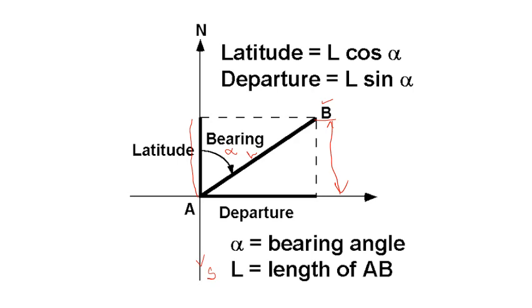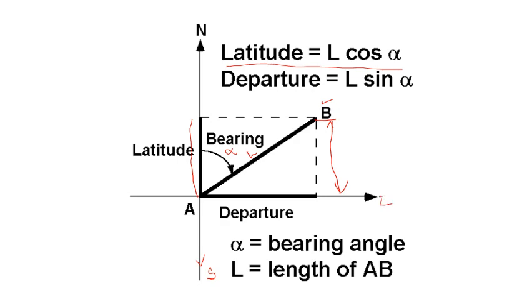Then we know what this vertical component will be, isn't it? That component will be L cos alpha. That is latitude. So if you are given the bearing, then latitude can be defined as L cos alpha. Right? Now what about departure? Departure is the distance measured parallel to the east-west direction.